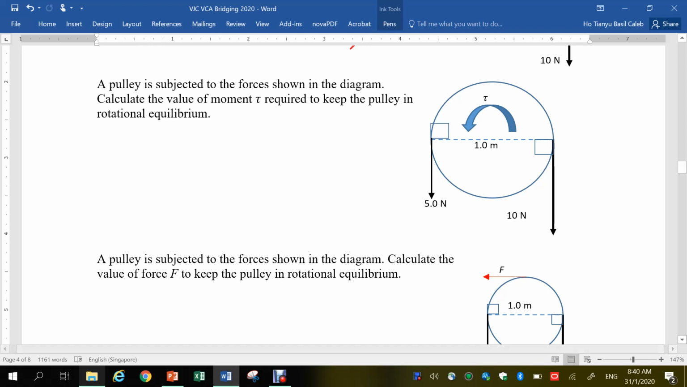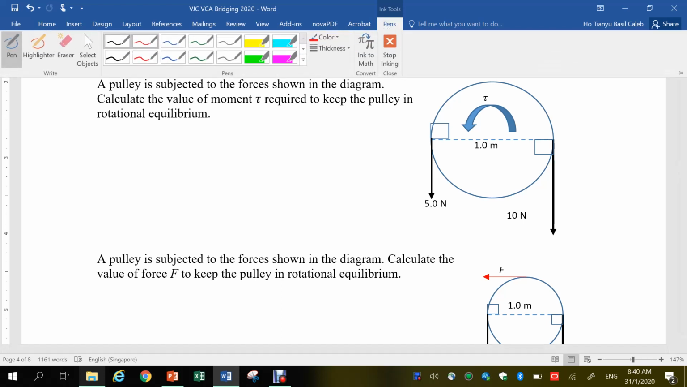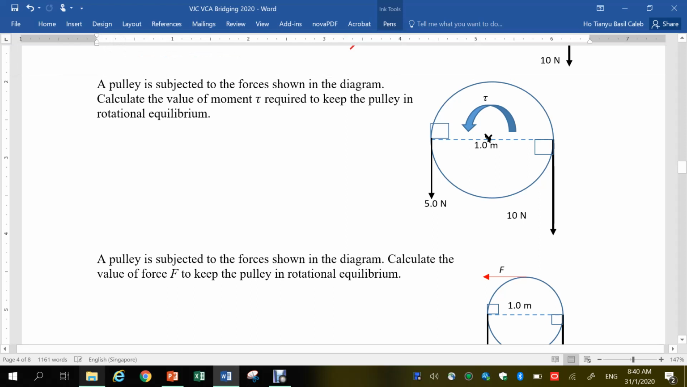You have a pulley subjected to these forces. Calculate the value of the moment tau required to keep the pulley in rotational equilibrium. So let's take moments about the center of the example. Taking moments about center, you should write that down. For it to be in rotational equilibrium, the clockwise moments must be equal to the anti-clockwise moments.